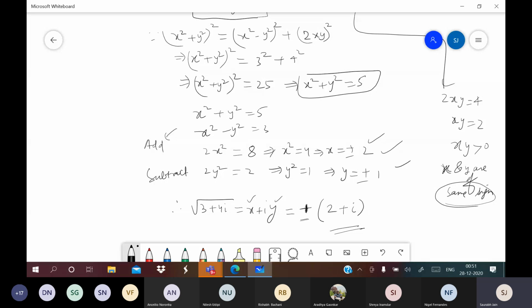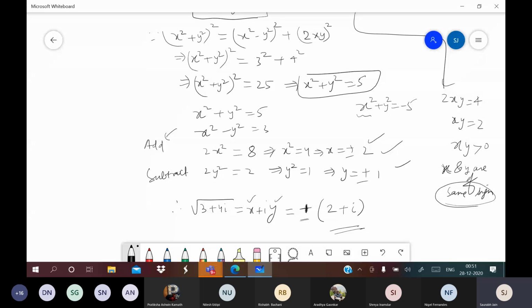Yes, please. Sorry, your voice is not clear. Can you repeat? For x square plus y square, why won't we take plus or minus 5? See, this is not possible, no? How can you write x square plus y square as minus 5?